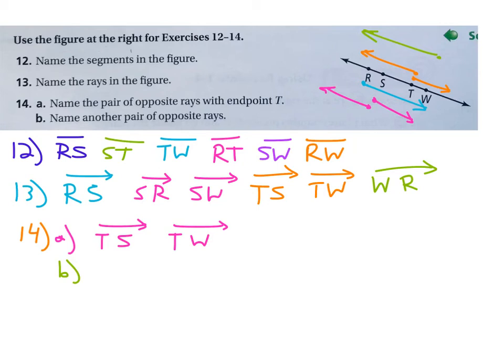Okay, so we're going to start at S and run through R, and we're going to start at S and run through the opposite way, either T or W. Those are both on the same side, and we can name either one. So let's just say T, doesn't make a difference. And that's another pair of opposite rays. That's how you do that one.